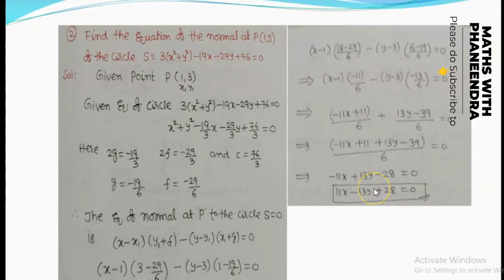Whenever one point and one circle are given, this is the procedure to calculate the normal equation of the circle at the point P. We'll discuss in the next class. In the exercise 1C, we'll continue in the next class.